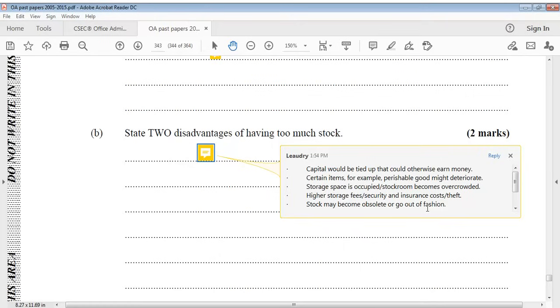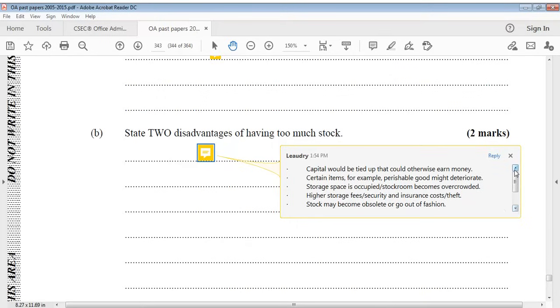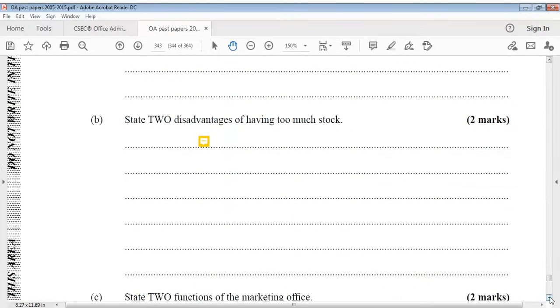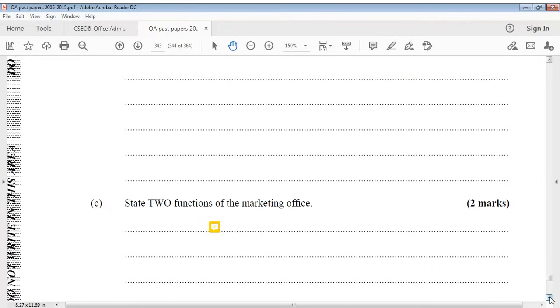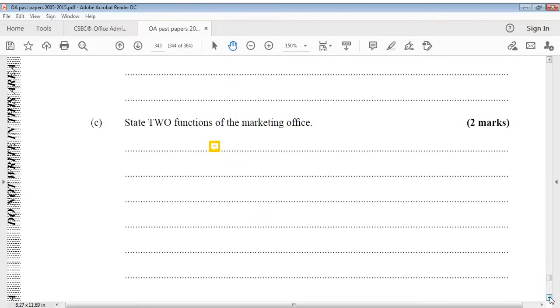5. Stock may become obsolete or go out of fashion. So those are some disadvantages that you could select 2 from, and you will be awarded 2 marks. Let's move on to question number 5C.